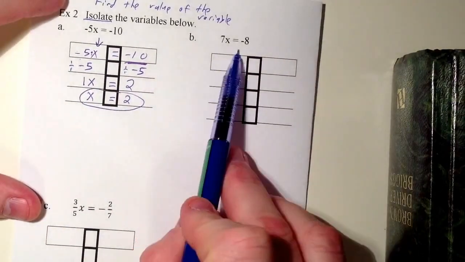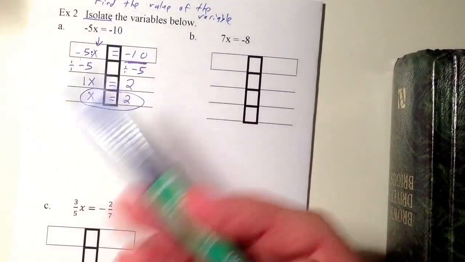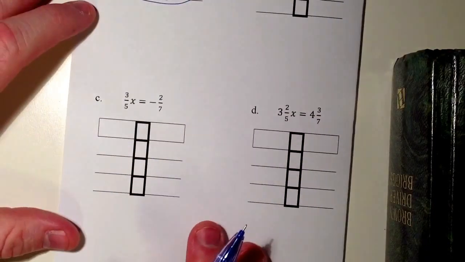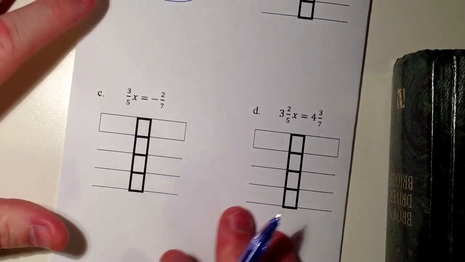Once again, try B, see how you do. Press pause. We'll go from there. So try B real quick. All right, now we come to C.